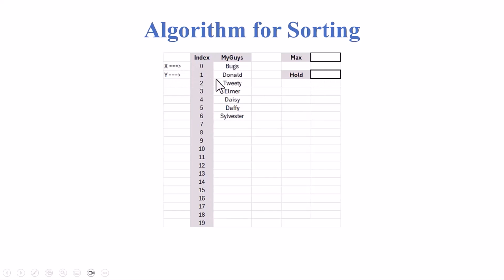We look at Bugs, we compare Donald and Bugs. And Donald is not less than Bugs, so Y would continue to repeat through this thing until it found something lower than Bugs. And there's nothing there. So X would get incremented, and then Y would start at value 2, and we'd be looking at Tweety and Donald, Elmer and Donald, Daisy and Donald. Daisy would actually be lower than Donald and would swap it out. We put Donald in here, and we put Daisy up in here, and we bring Donald down to here and go on down the line. We have a process. You can actually see the video on this thing.